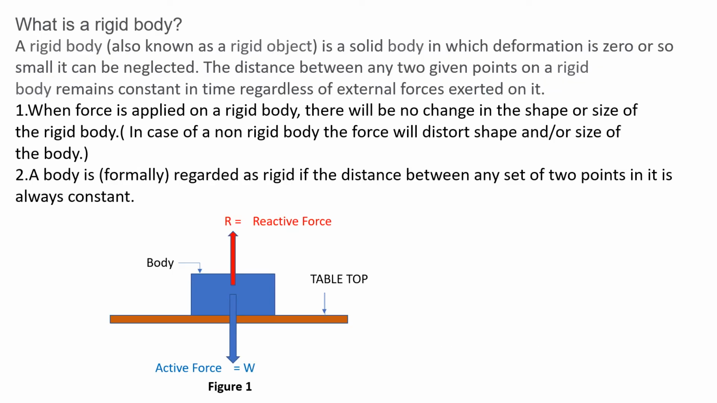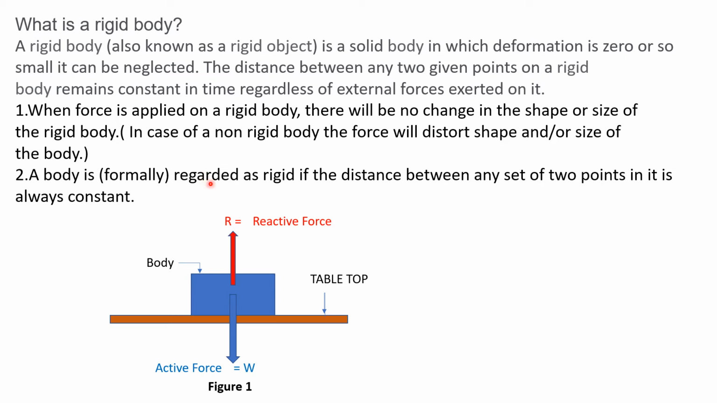Now let us come to rigid body. What is a rigid body? A rigid body is a solid body in which the deformation is so small that it can be neglected. The distance between any two given points on a rigid body remains constant in time regardless of external forces exerted on it. So there are 2 points which are important in a rigid body. First is, when a force is applied on a rigid body, there will be no change in shape or size of the rigid body.